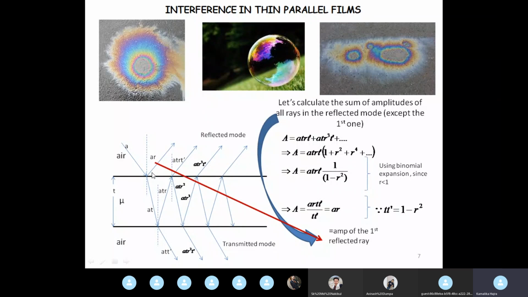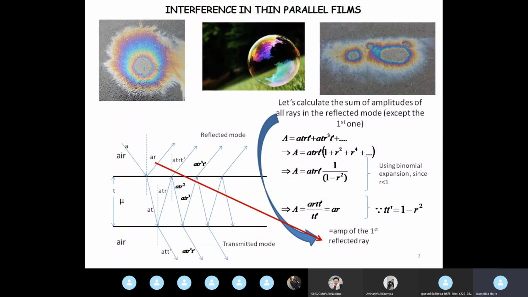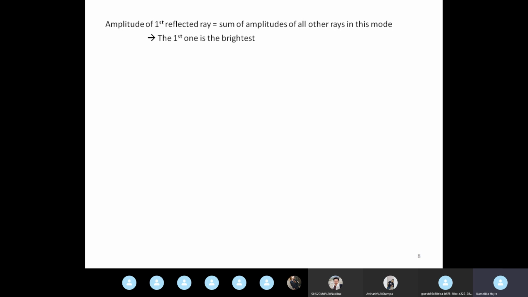So you can understand that the first reflected ray is extremely bright, whereas the other reflected rays are of gradually dwindling amplitude. All right. Now, this is what we had right now. The amplitude of the first reflected ray is equal to the sum of amplitudes of all the other rays. So the first one is the brightest.